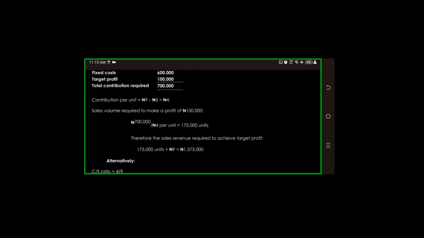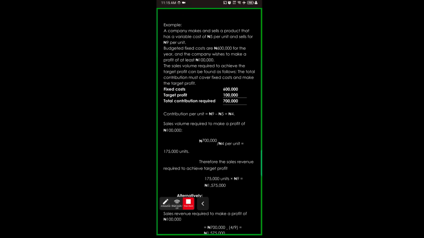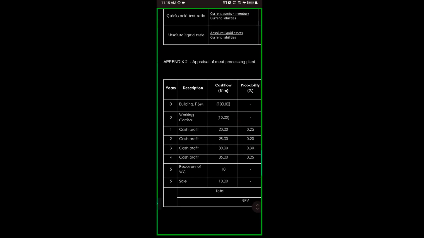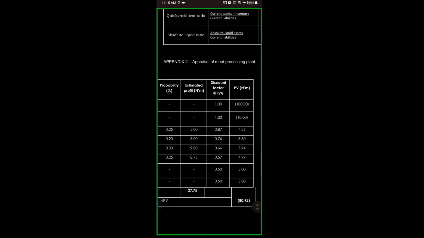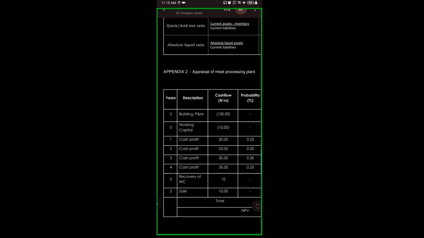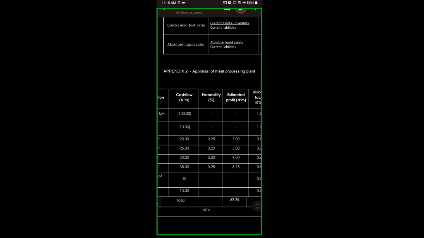So these are the things. Then we can now go back to our work. It's from this knowledge that we can prepare the net present value for DFFP, and we have 80.9 million naira negative NPV, and the total estimated profit is 27.75 million naira. So this is exactly what we are required to do here.